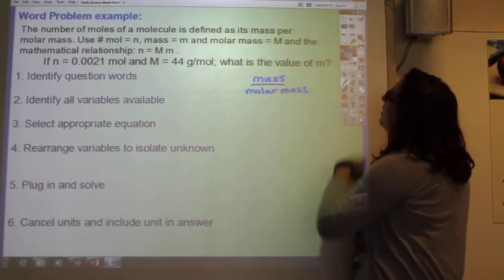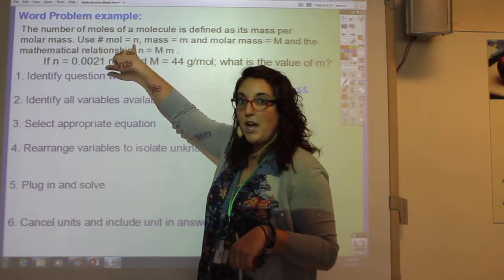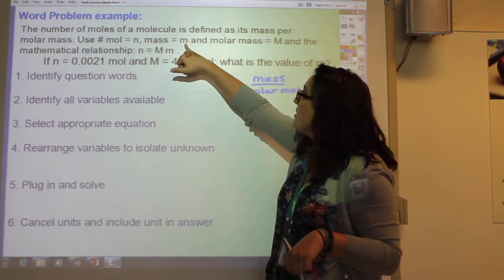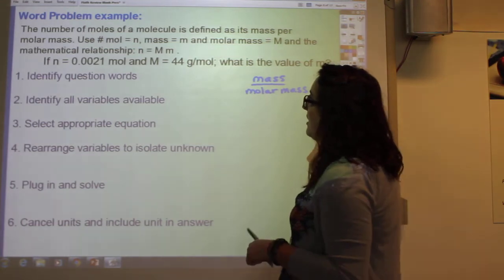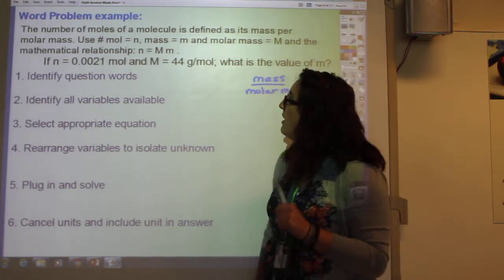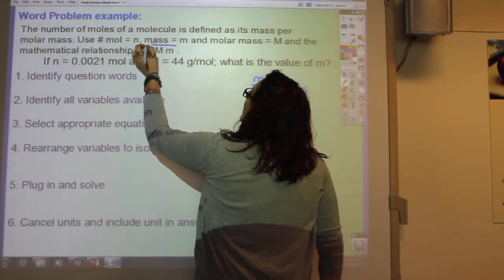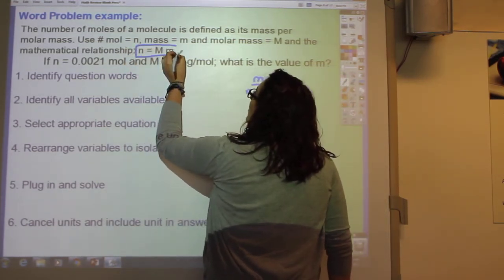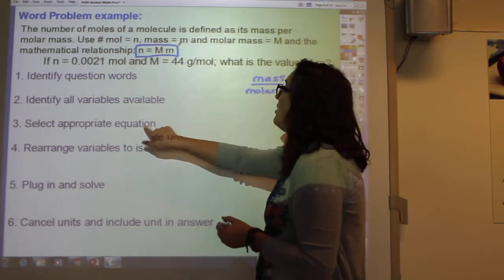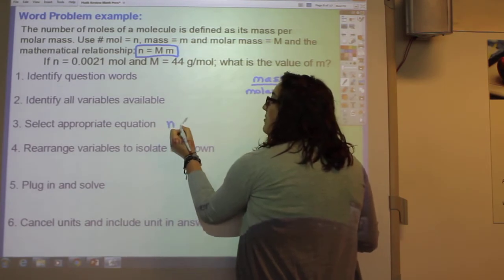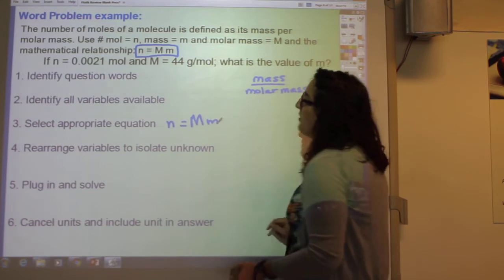Okay. Now, use the number of moles, which is equal to N, mass, which is equal to M, and molar mass, which is equal to capital M, and the mathematical relationship N equals capital M times lowercase m. This right here, guess what? It gave us our equation, so we're going to be able to skip that step of selecting appropriate equation, because now we know we're going to use N equals M times little m. Okay?